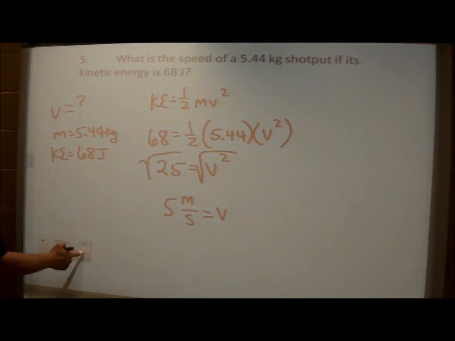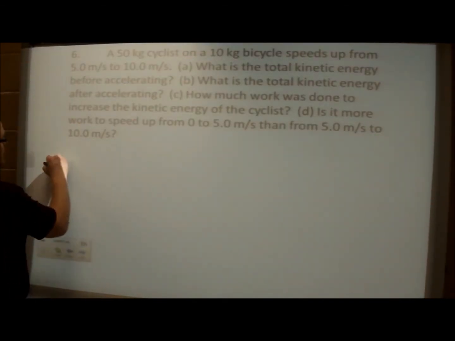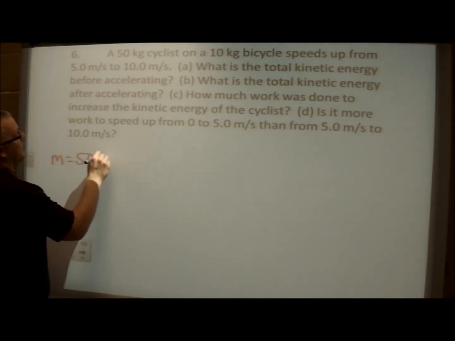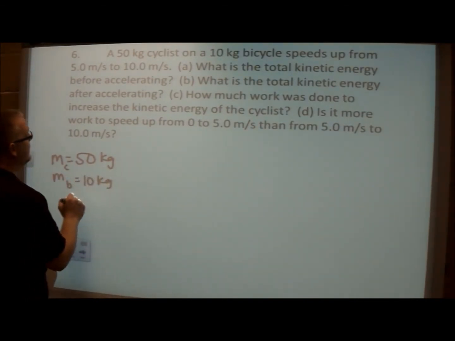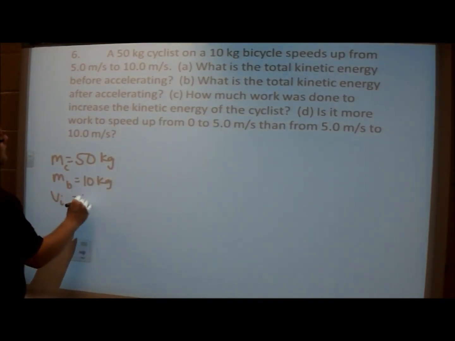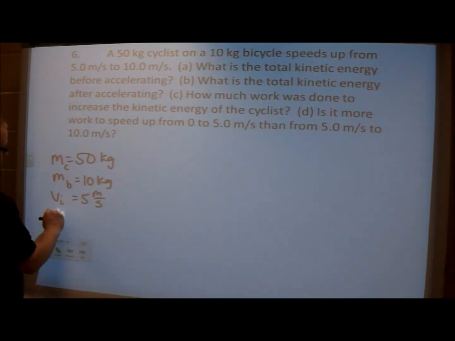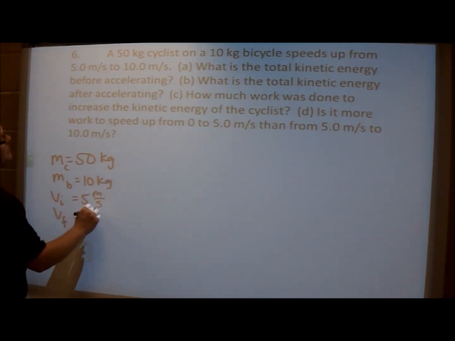Number 5. Here's number 6. A 50 kilogram cyclist, so that's the cyclist, and then the mass of the bicycle is 10 kilograms, speeds up from 5 meters per second to 10 meters per second.